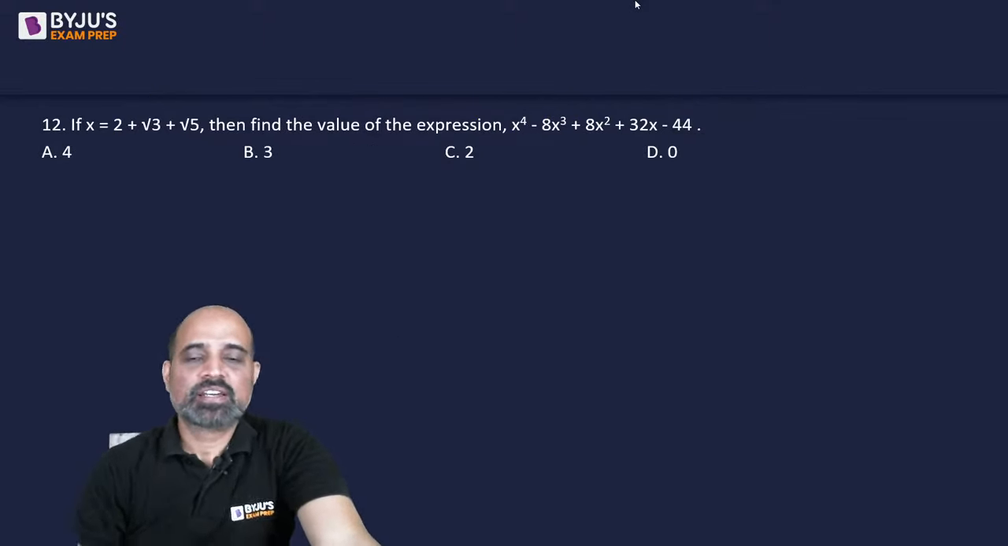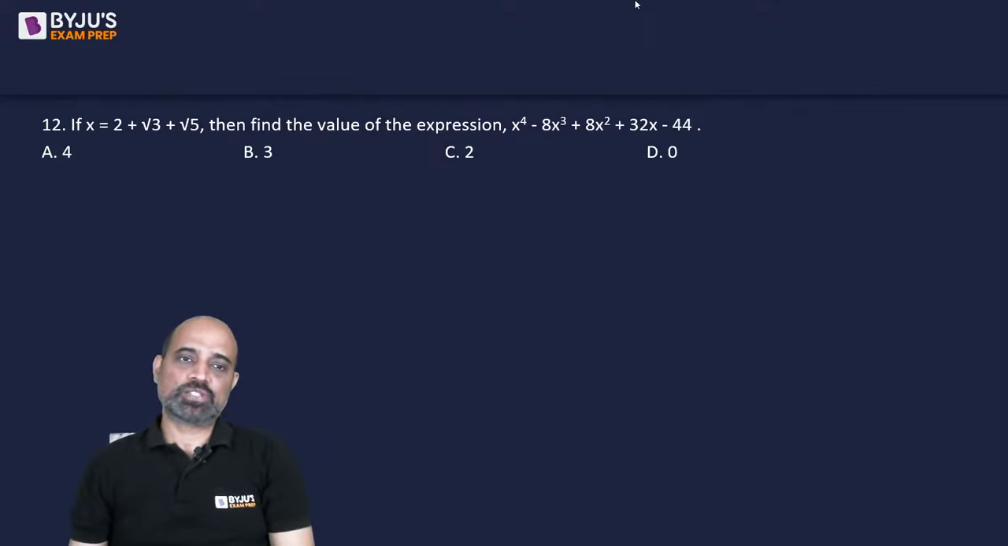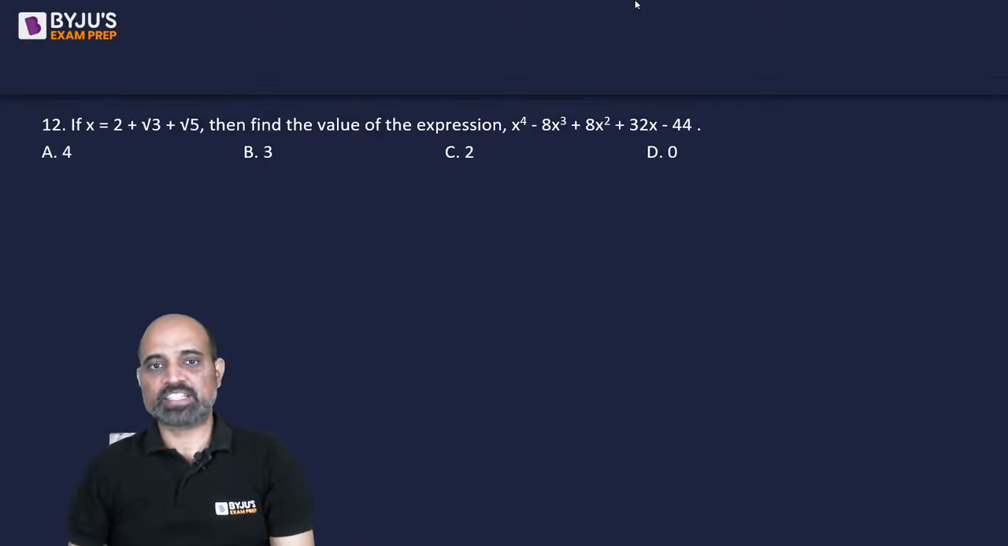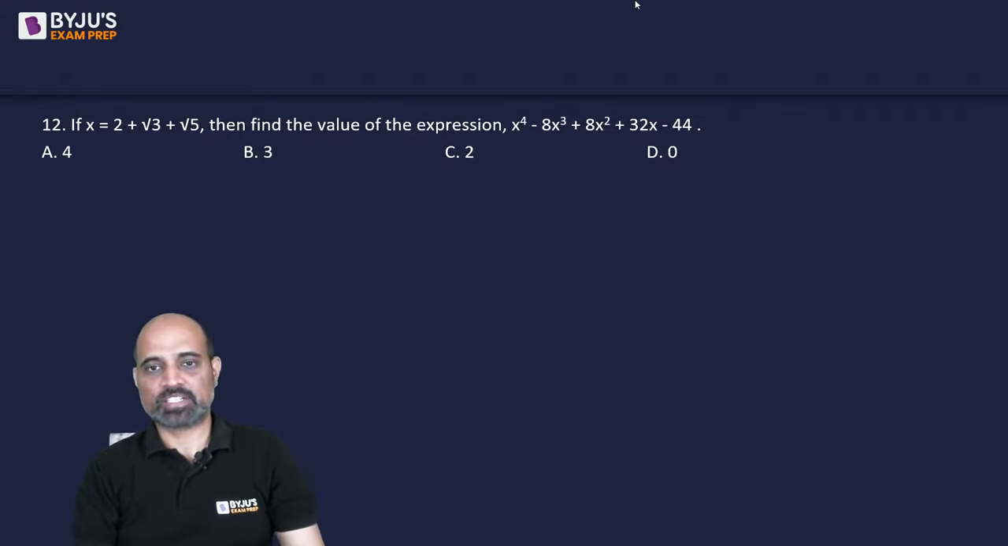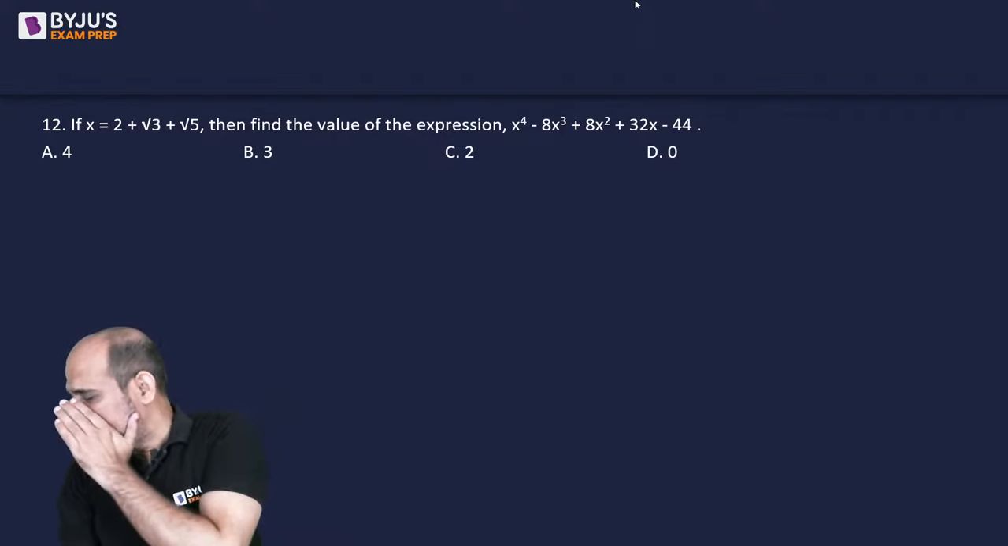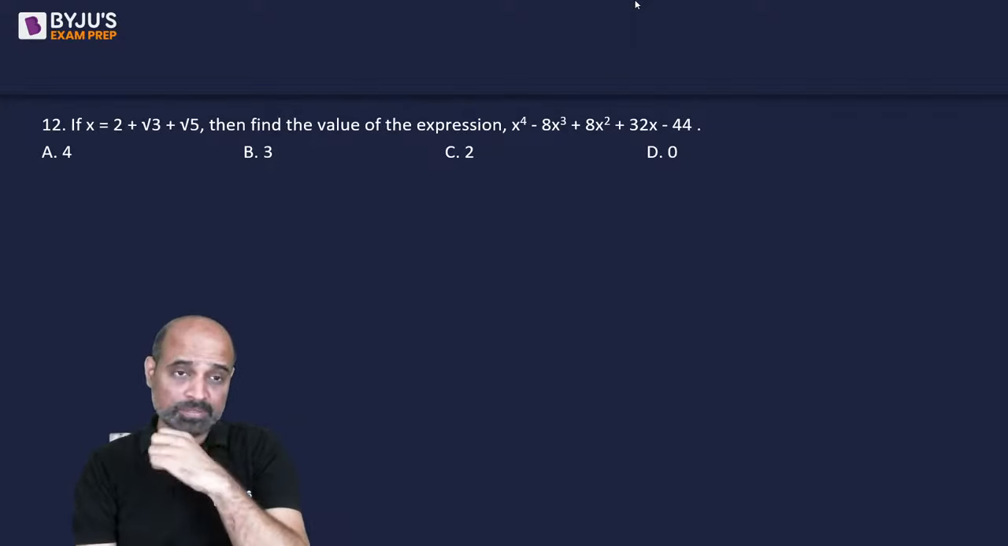Next one, if x is equal to 2 plus root 3 plus root 5, then find the value of the expression x to the power 4 minus 8x cube plus 8x square and so on.